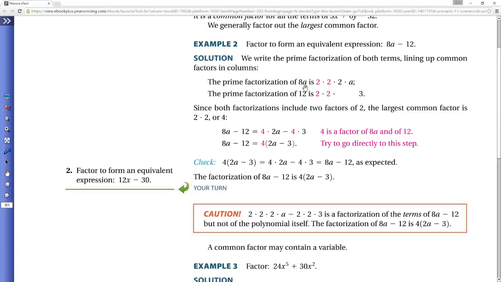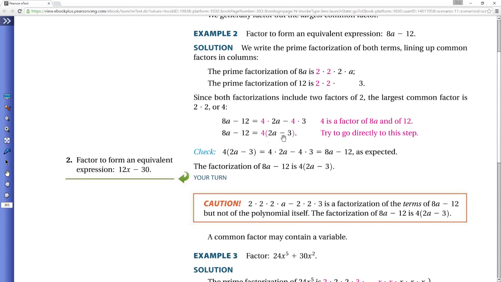It'd be very easy to look at this and say, hey, 2 goes into both of these, and just factor out 2, and then you get 4a plus 6 inside here, and it wouldn't be totally factored. You want to get all the common factor out you can, okay? So 4 times 2a is another way to write 8a, and 4 times 3 is another way to write 12. So we can factor out this 4 because it's common to both terms, and we end up with 4 times the quantity 2a minus 3.